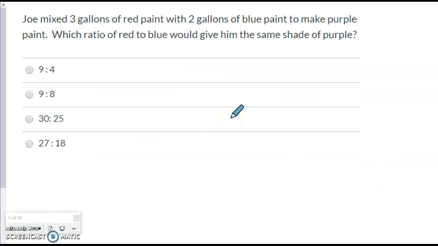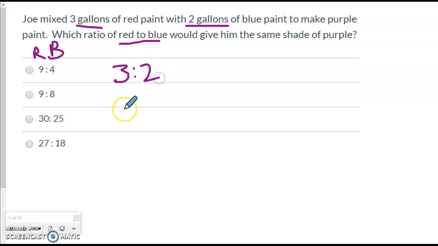Okay, we have a ratio here. Joe mixed 3 gallons of red paint with 2 gallons of blue paint to make purple. Which ratio of red to blue would give the same shade of purple? Remember, the order is important. So since it's red to blue, red would be the first number, blue would be the second number. So it's 3 gallons of red to 2 gallons of blue.